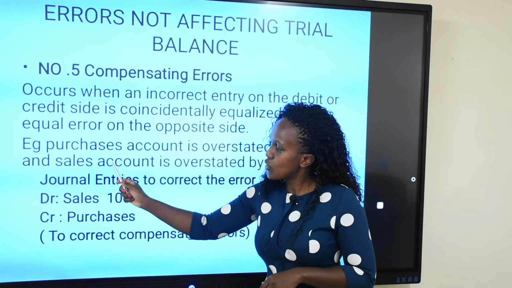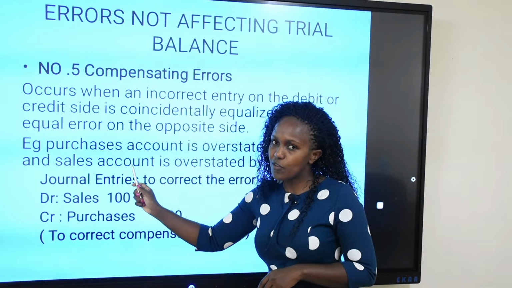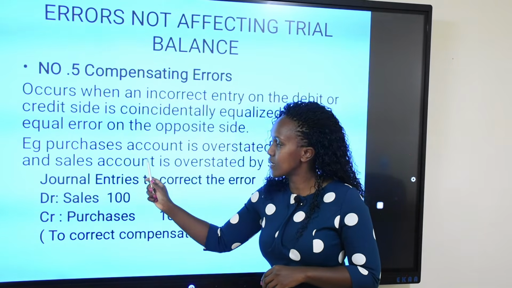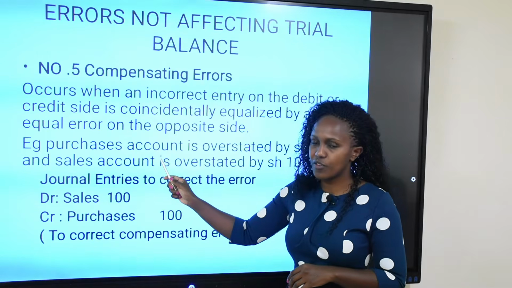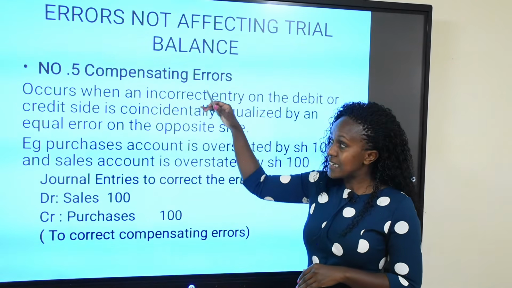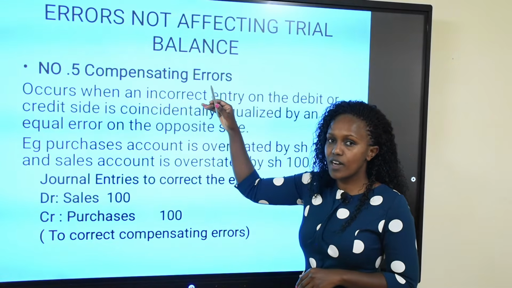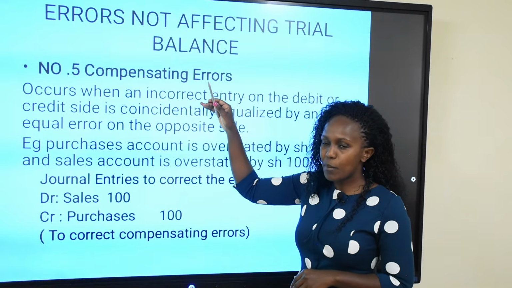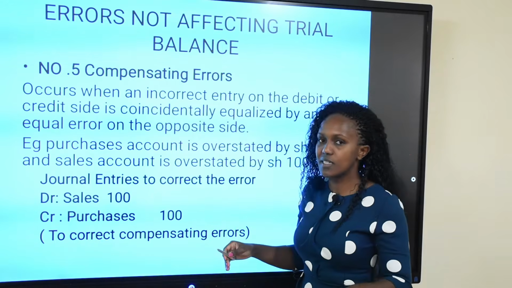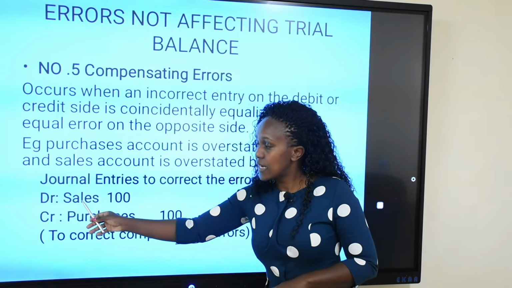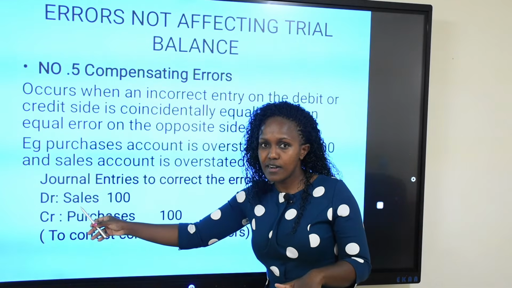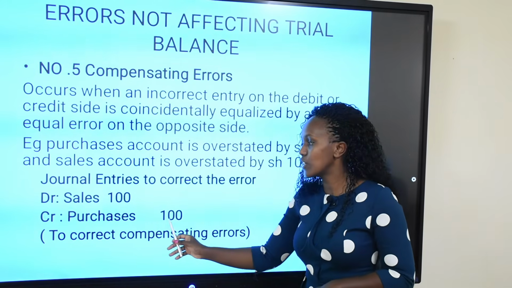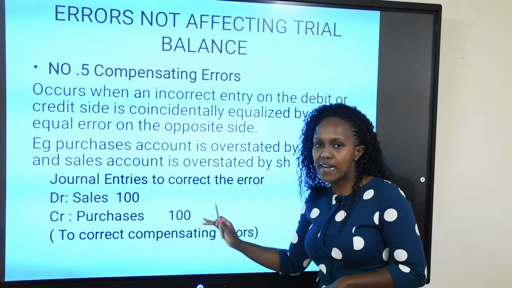The sales account, which is a revenue account, is credited. It was 100 shillings above the amount. So that credit side is overcast by 100. We need to reduce that credit side by 100. So we are going to debit the sales to reduce it by 100. And you are going to credit the purchases to reduce it by 100.